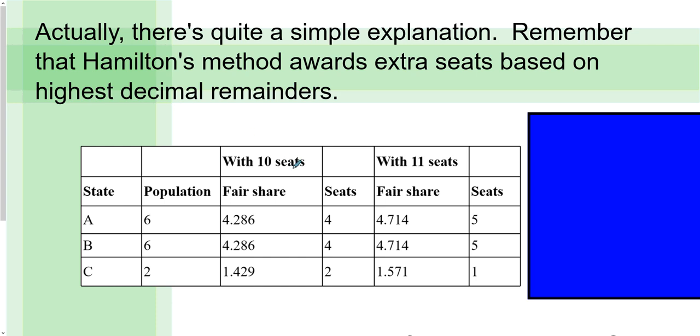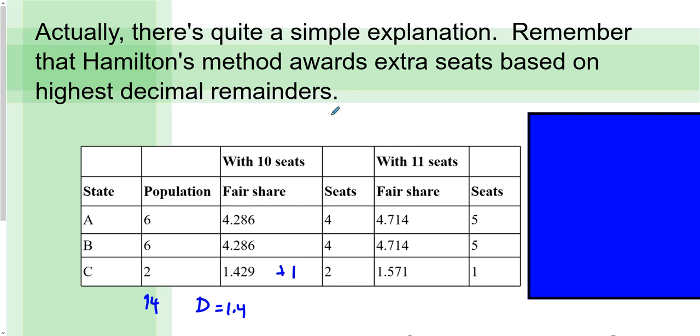Let's create a 10-seat little body, a council. And so the fair share, this is the natural divisor. Keep in mind that with 10 seats, the state population is 14, so the divisor is going to equal 1.4. So 6 divided by 1.4 is this, 2 divided by 1.4 is this. No big deal. And according to Hamilton, you get a 4, a 4, a 1, because they've got the higher decimal, they get the plus 1.